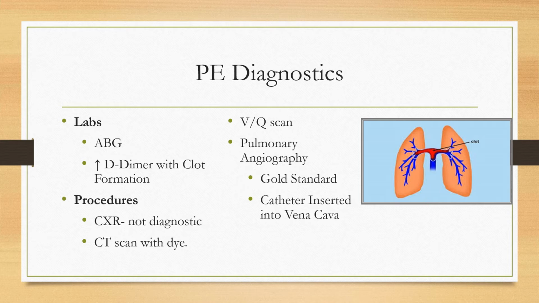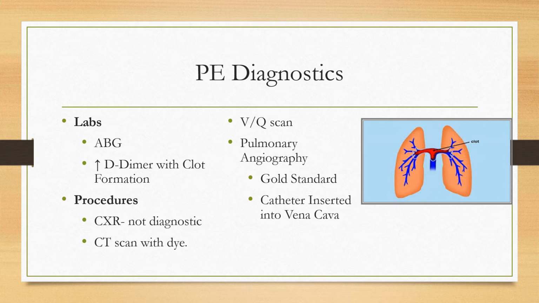A D-dimer is basically a blood test that shows us if there's active clotting going on in the bloodstream. So we could order a D-dimer test. It's not confirmatory though. It just tells us that something odd in the blood clotting of the body is going on. So if it's elevated, we need to go on to a diagnostic test, a confirmatory test.